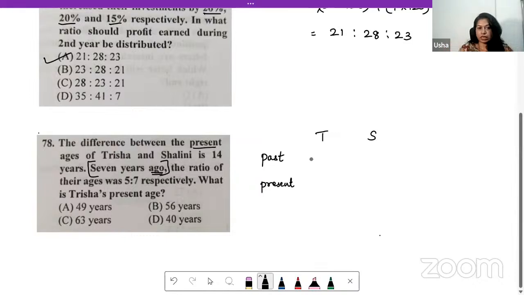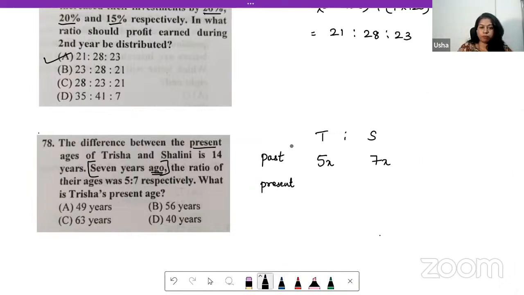Now, in the past, their ages were in the ratio 5:7. This was the ratio between Trisha and Shalini's age, past age. So if it is 5 is to 7, actual age is 5x is to 7x. If you have watched a ratio video, you will know. Whenever A is to B is given as 4 is to 5, if you have to write down individual values, you will write it with a common factor. A is 4 into some number and B is 5 into the same number. A is 4 into X, B is 5 into X. That's how you have to take.